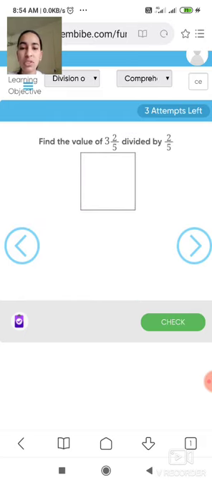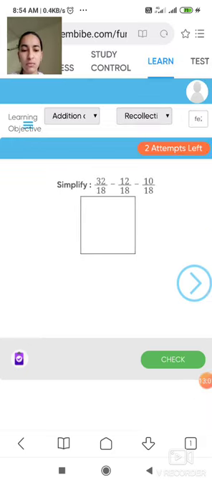Understand how to take the division? Okay, we will take the next topic. Now the question is for many operations in one example. Okay, now here there are two operations, that means subtraction is there. One operation two times, that means subtraction. Simplify 32 upon 18 minus 12 upon 18 minus 10 upon 18. In that we can directly subtract the numerators because in each fraction the denominator is the same.